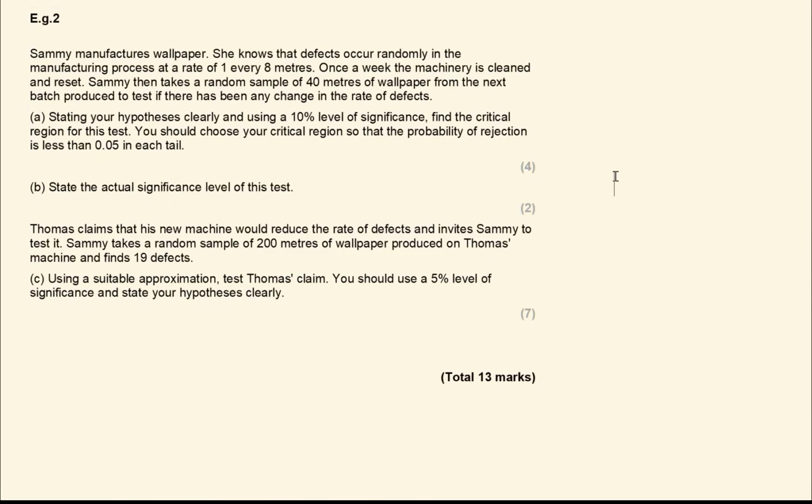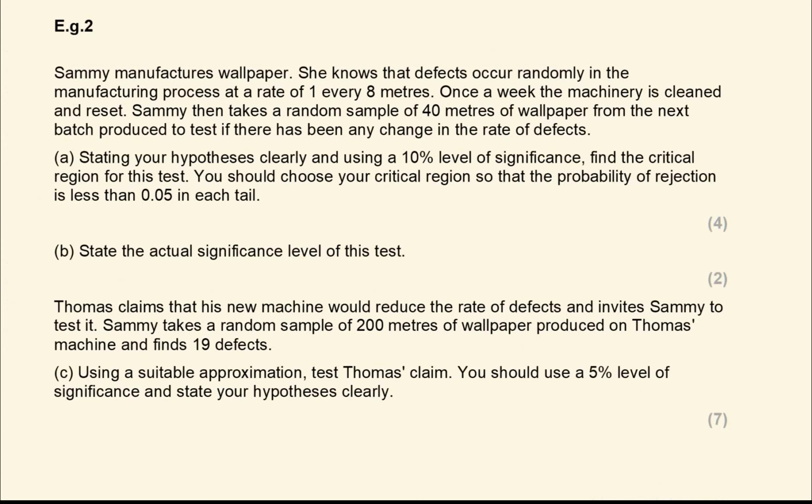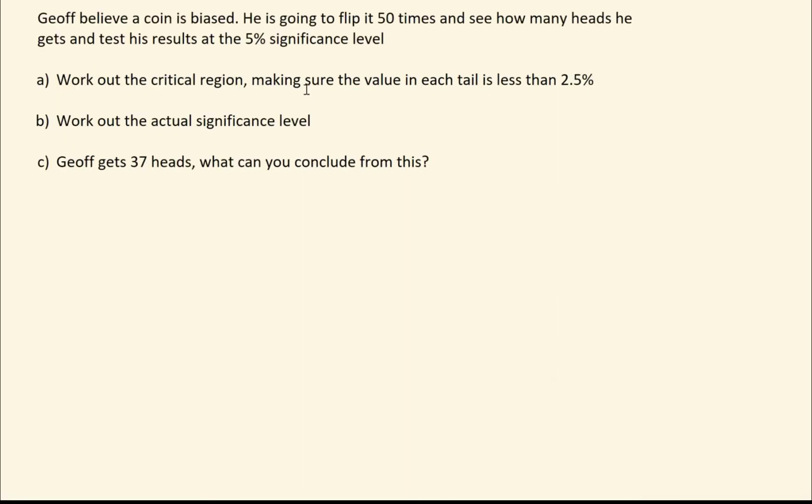Example 2, we have some wallpaper being manufactured. These questions are often quite thrilling. We know a defect occurs randomly at a rate of 1 every 8 meters of wallpaper. Okay, sorry, realised that question was slightly harder than I meant it to be. It wasn't actually binomial, so I've just rewritten it. Let's read this question instead.